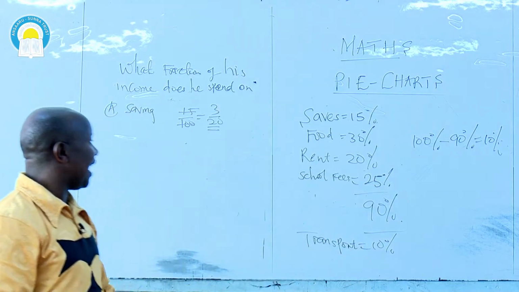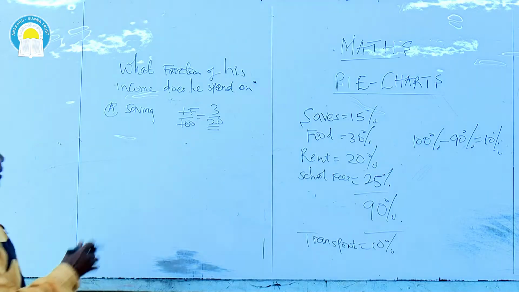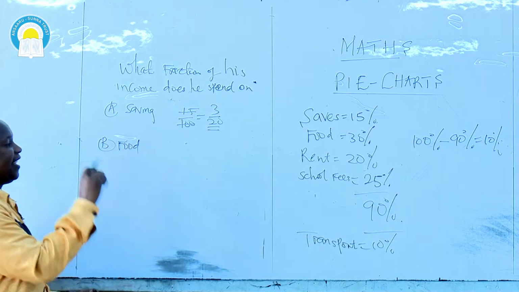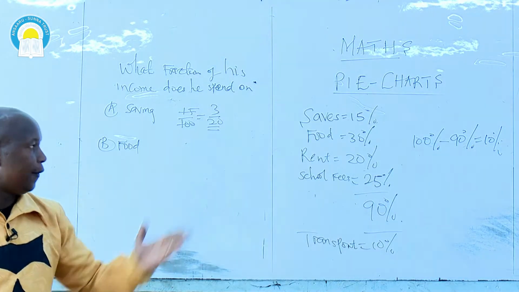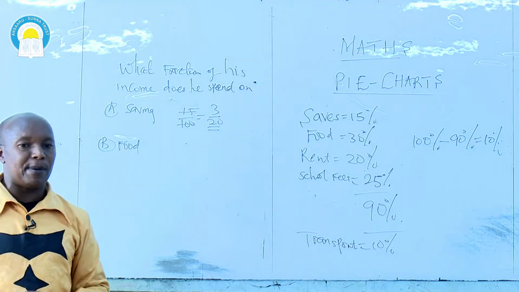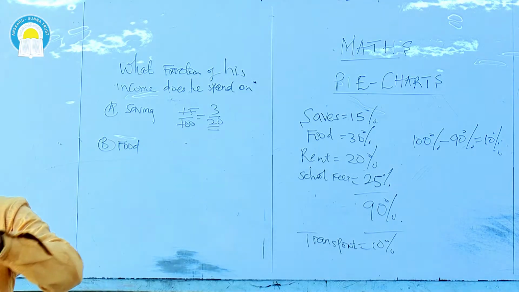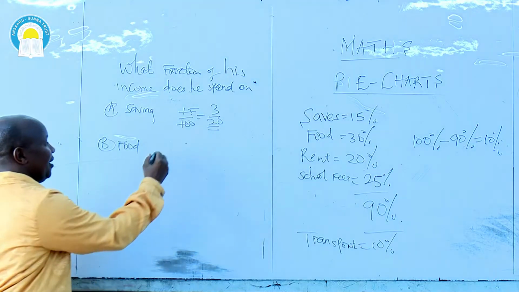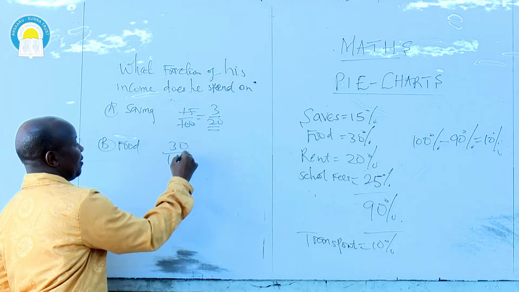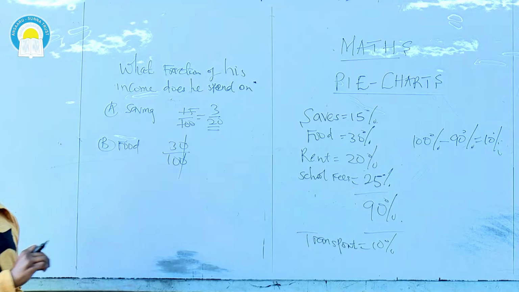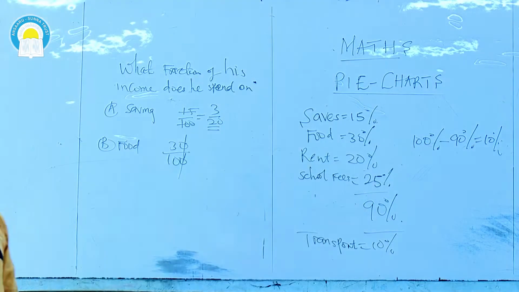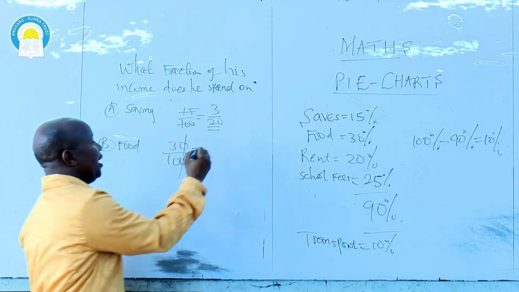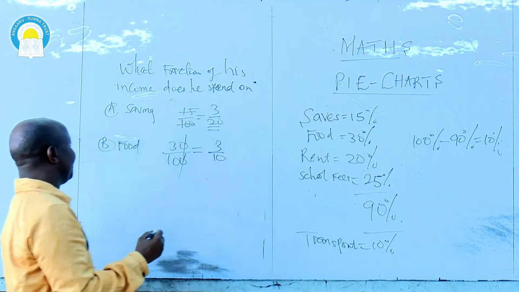What fraction does he spend on food? Food, we are told it's only 30%. So if you need to get the fraction of food, you say 30/100. 0 will go with 0. Because 3 cannot simplify 10, then you leave your answer like that. So the fraction that I'm spending on food is only 3/10.